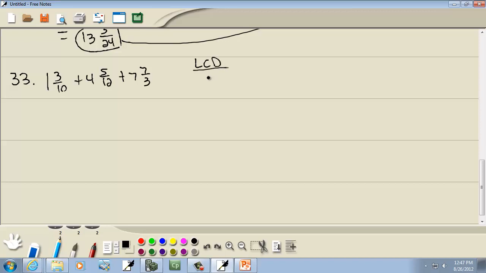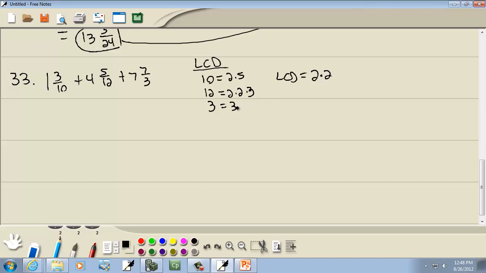Well, let's find our least common denominator. We got 10, 12, and 3. 3 is prime, so we don't need to do anything with that. 10 is 2 times 5. 12 is 2 times 2 times 3. So for our least common denominator, start with our first prime, 2. We're looking for the greatest number of 2's on any single line. There's 1 here, 2 here, none here. So the greatest number of 2's on any single line is 2.